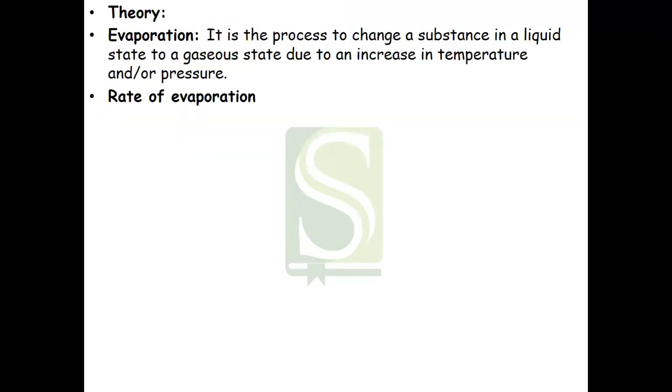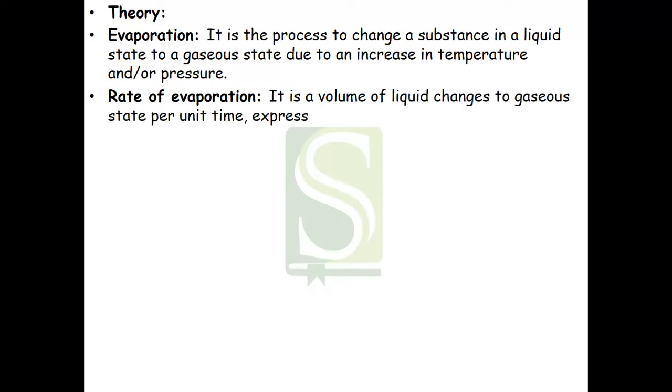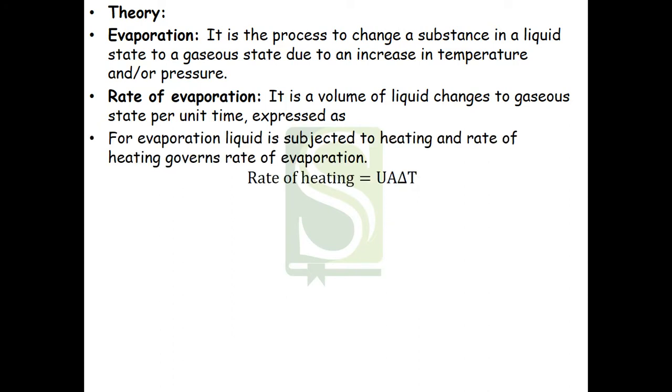So evaporation is a process to change a substance in a liquid state to a gaseous state due to an increase in the temperature or pressure. So the rate of evaporation, how are you going to calculate it? It is the volume of the liquid which changes from liquid to the gaseous state per unit time. Okay. So for evaporation, liquid is subjected to heating, and the rate of heating governs the rate of evaporation.